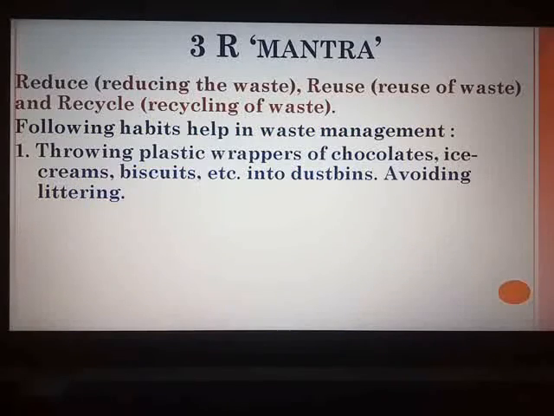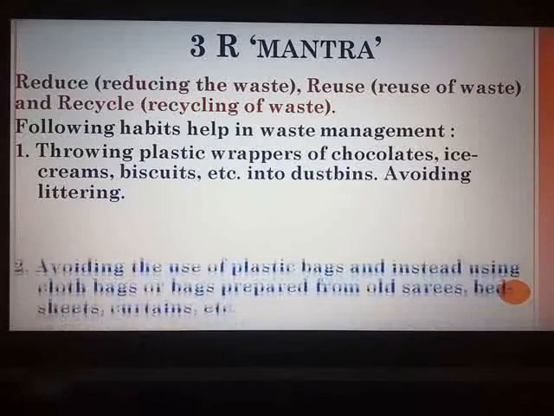The first habit is throwing plastic wrappers of chocolates, ice creams, biscuits, etc. into the dustbins and avoiding their littering. Here we had seen different examples last time. People eat things on the seashore, in the gardens, in the parks, and the wrappers of the chocolates and the plastic bottles are just littered around on the ground, which spoils the beauty of a place meant for entertainment. So don't do that. Instead, there are dustbins placed at different places, so you can make use of them.